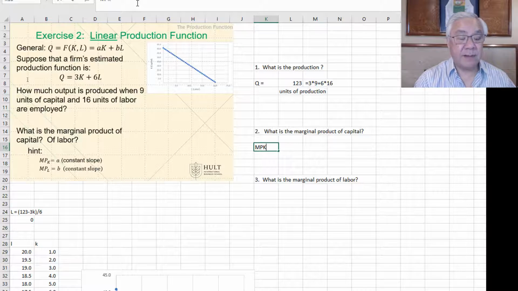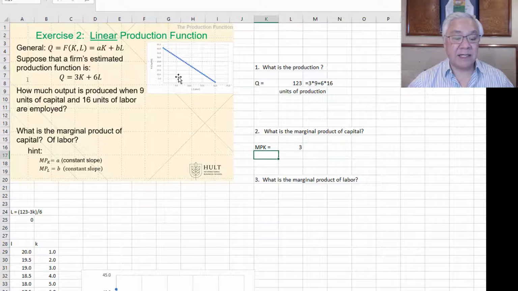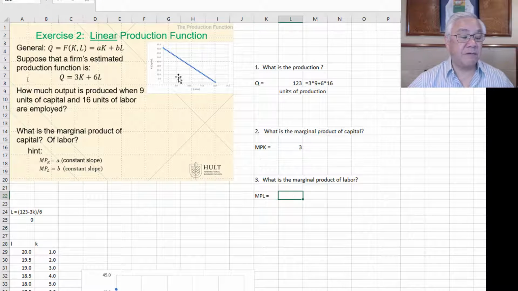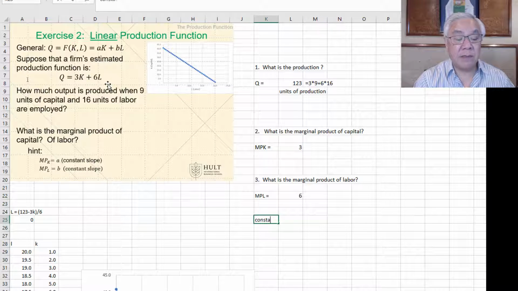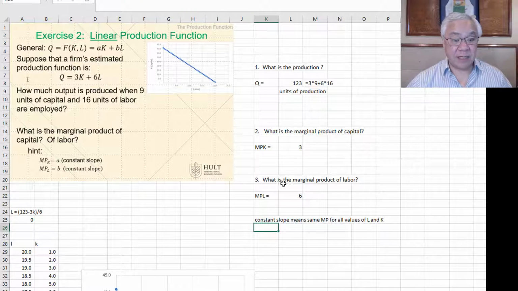Next, what is the marginal product of capital? Marginal product of capital, right? And here, since it's a line, it's easy. It's simply the coefficient in front of the variable. So capital is here. The coefficient in front of it is 3. So that's the answer. And the marginal product of labor, likewise, is easy. What's in front of the L? It's 6, because we have constant slope. So constant slope means the same marginal product for all levels, or all values of K and L. All right, so that's the first exercise.